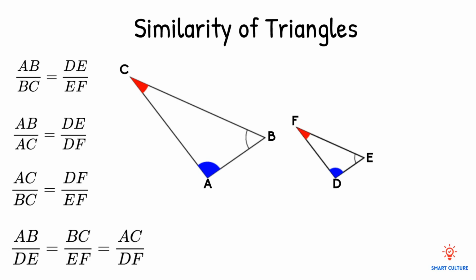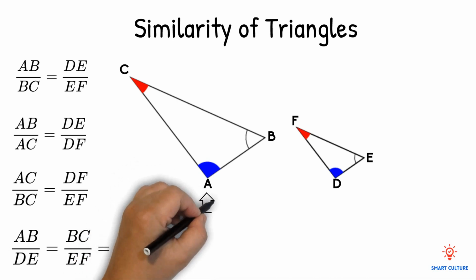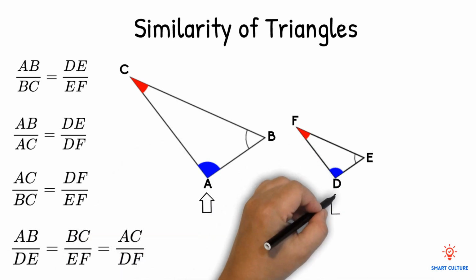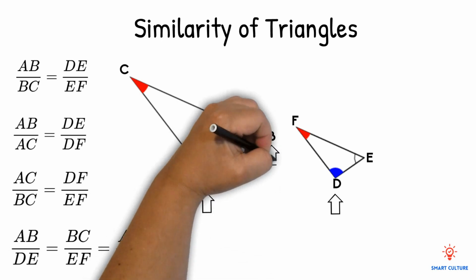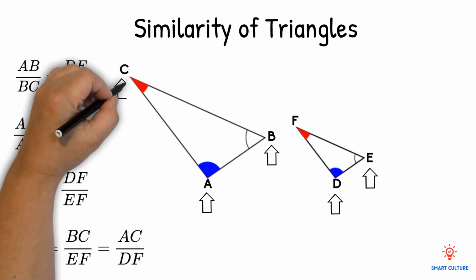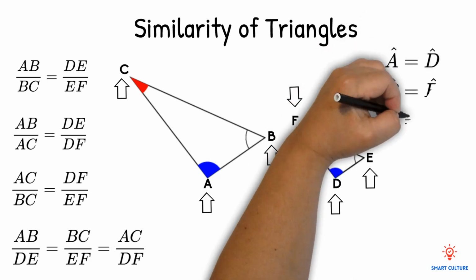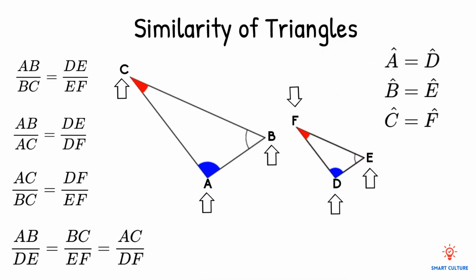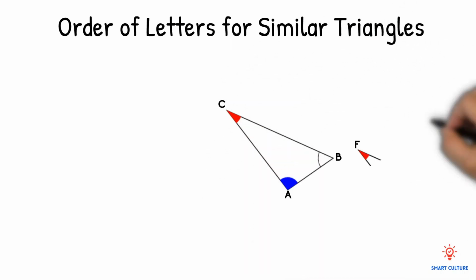Another important fact to consider about triangle ABC and DEF is that the angle at vertex A is equal to the angle at vertex D, and in that same way the angle at vertex B is equal to the angle at vertex E. What about the angle at vertex C and F? They are equal.